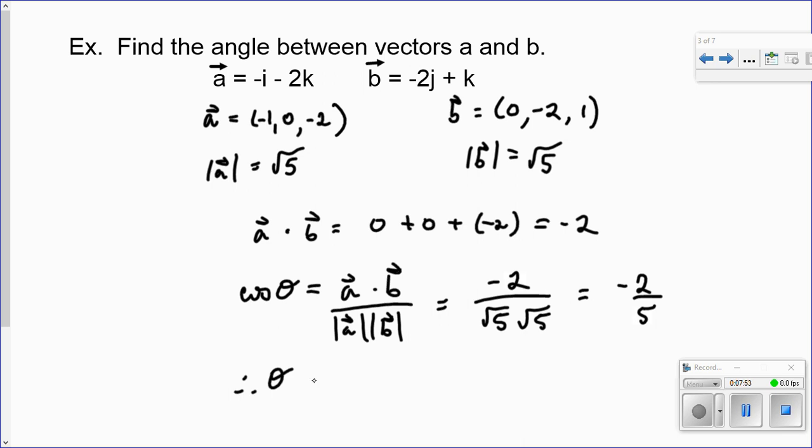Therefore, theta, I'm going to need my calculator for this, I think. I've got theta to be 113.6 degrees here, if I've done that correct. All right, so that's how we do that type of question.